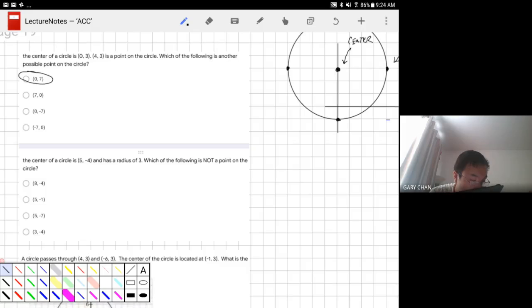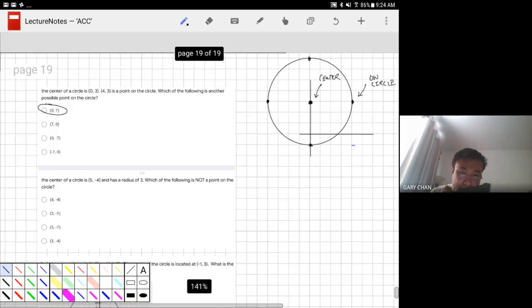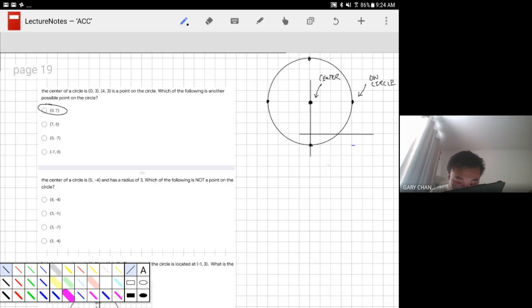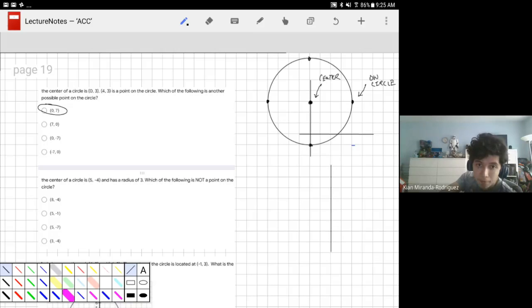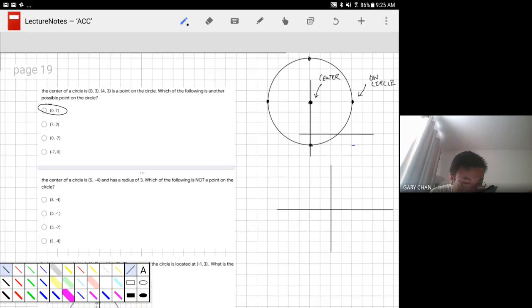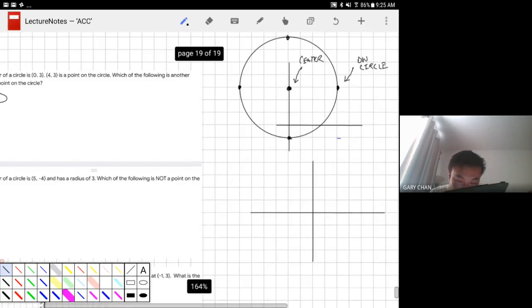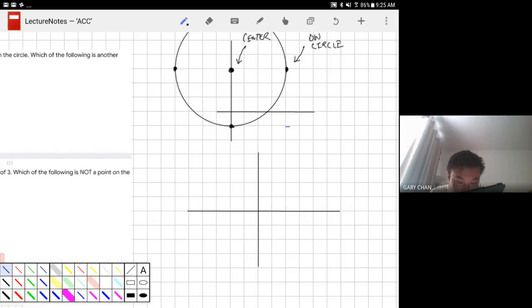The center of a circle is (5, -4) and has a radius of 3. Which of the following is not a point on the circle? Let's try to do this again. Keen, you say you did it already? Should I say the answer or do you want to go over it? Hold on. Let's draw it out first and then I'll let you explain. So (5, -4) is going to be located over here. 1, 2, 3, 4, 5.